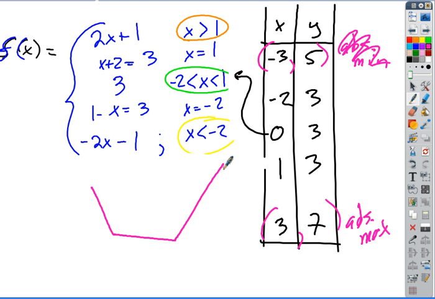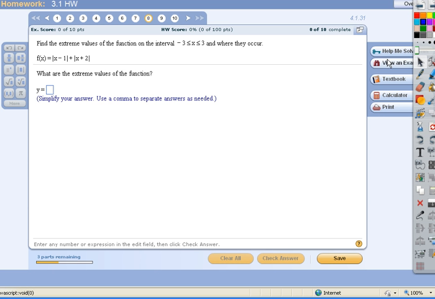So it's not a minimum. Can we put that in as an answer? No, I don't think so. So we go back to the original problem. Where's the original problem? Go back three. Let's do this. On this one, what are the extreme values? There's only one. What was it? It was positive 3, 7?